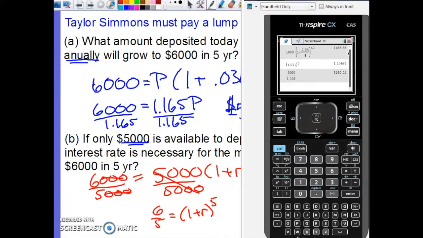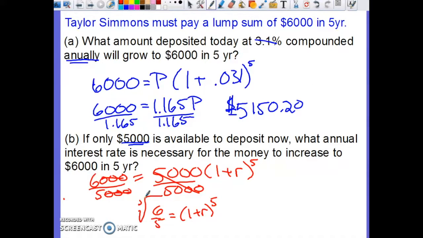On my TI-84, I have to type 5 first, then hit math, and go down to 5, and then we do the 5th root of 6/5. We're taking the 5th root of both sides, so 1 plus R is equal to 1.037. Now we can subtract 1 from both sides, and we see that R is equal to 0.037, which is equivalently 3.7% interest that you would need.